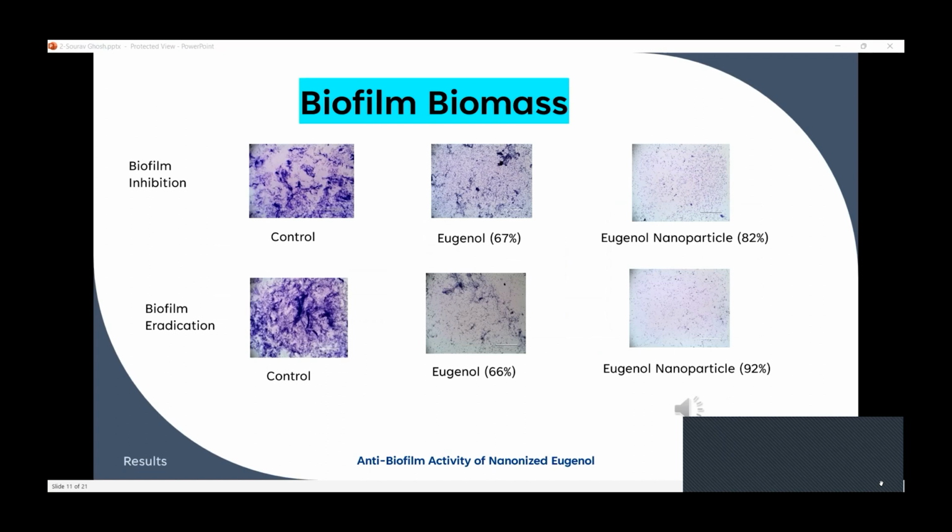Biofilm biomass is determined by surface attached cell staining with crystal violet. The intensity of blue color is directly proportional to biomass. The first panel is showing the results of biofilm inhibition, whereas the second panel is showing the results of biofilm eradication. In both cases, eugenol nanoparticle exhibits better results than that of eugenol.